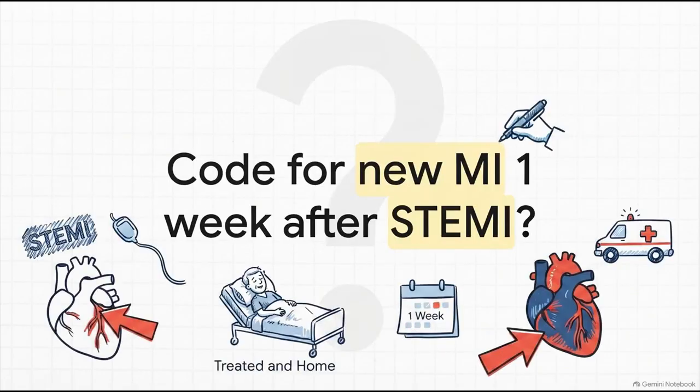Let's put this into practice with a real-world scenario. Imagine you've got a patient admitted with a severe acute anterolateral wall STEMI. They get treated, maybe transferred for an angioplasty, and they go home. But exactly 1 week later, they are readmitted with severe chest pains, and the doctor diagnoses a completely new inferior wall MI. How are we coding this readmission?